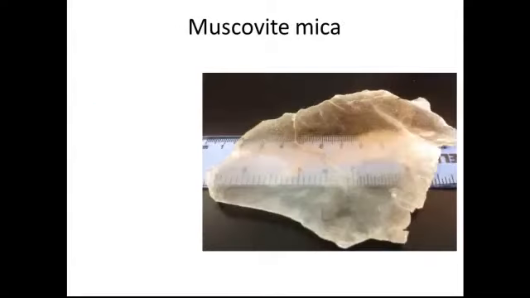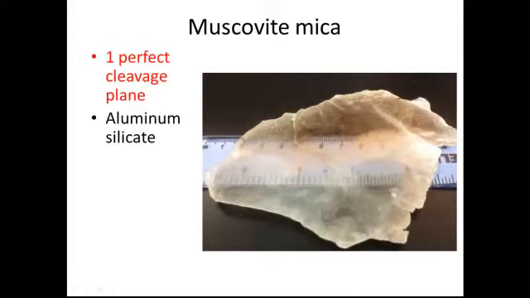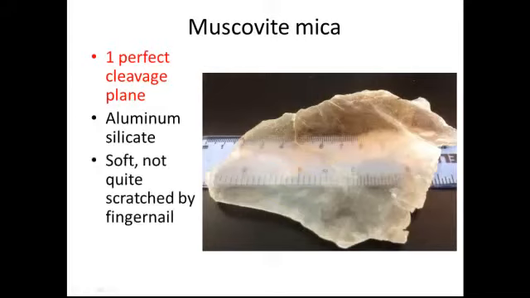Muscovite mica is very easy to recognize because it has a perfect single cleavage plane. We call that basal cleavage. It can be so thin that, as you can see, it could even be translucent or transparent. It's an aluminum silicate. It's soft, but not quite soft enough to scratch with your fingernail. It could be found as windows. It could even be found in the glitter in makeup.